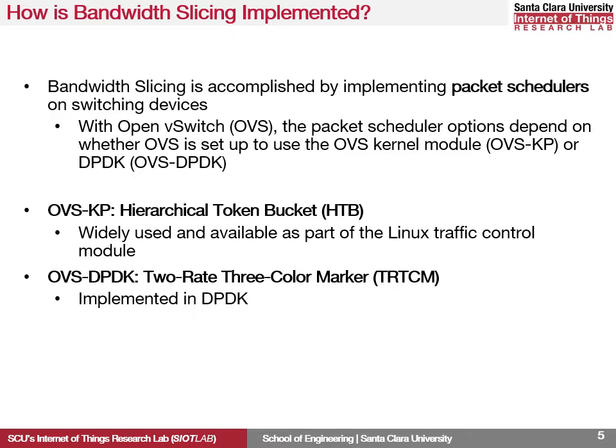The second is OVS with DPDK, which implements its data path through DPDK full mode drivers that operate entirely in the user space. With OVS-KP, we use the Hierarchical Token Bucket, or HTB, packet scheduler, which is widely used and available as part of the Linux traffic control module. With OVS DPDK, we use a packet scheduler based on the 2-rate 3-color marker algorithm. Since the data path is entirely in user space, DPDK is unable to utilize the Linux traffic control module's packet schedulers and must rely on its own built-in packet schedulers.